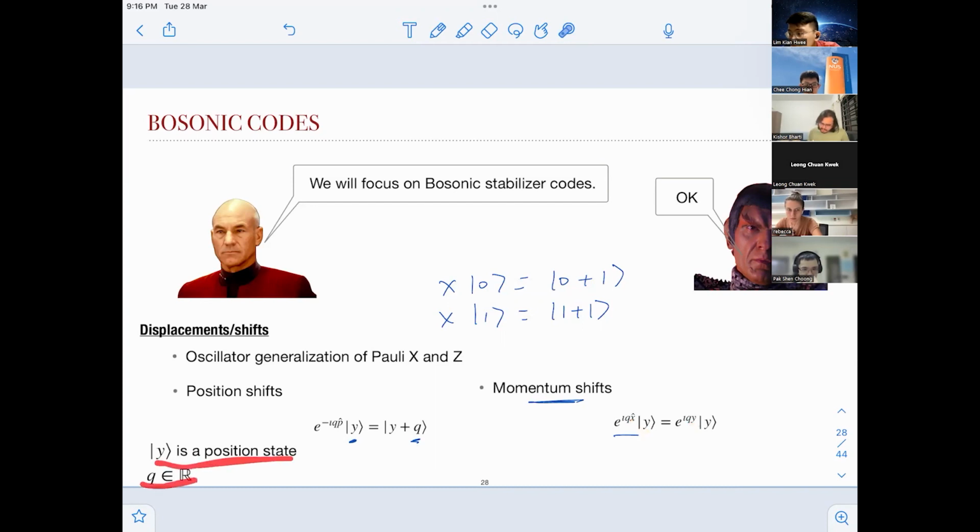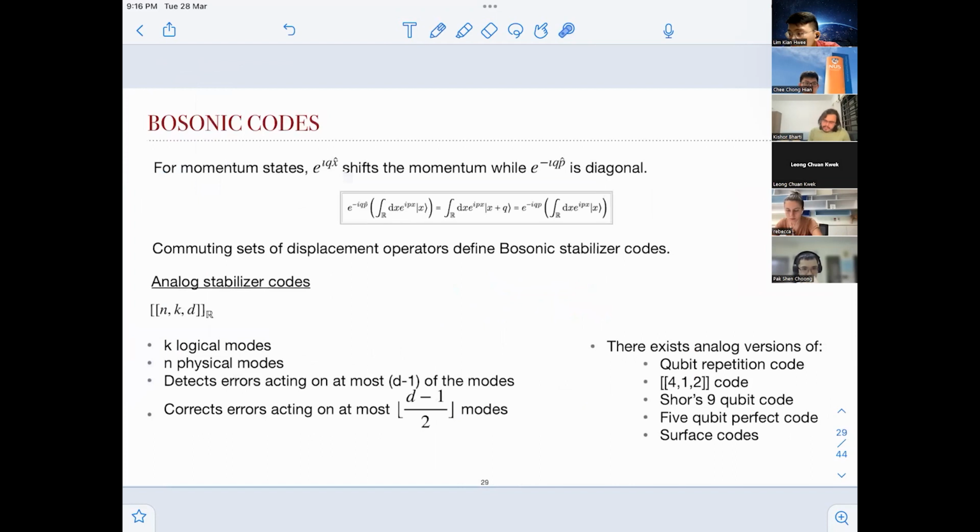Here Y is a position state and Q is a real number. And you can show that for momentum states, like e^{iqx}, it will shift the momentum state, while e^{-iqp̂} is diagonal. So it's similar to the X and Z basis transformation. You can work in the computational basis, or you can perform the Hadamard transformation and go to the X basis. Basically, the commuting set of displacement operators will define our bosonic stabilizer codes.